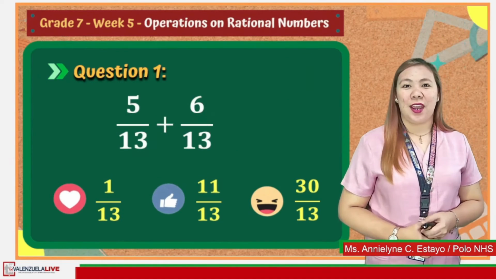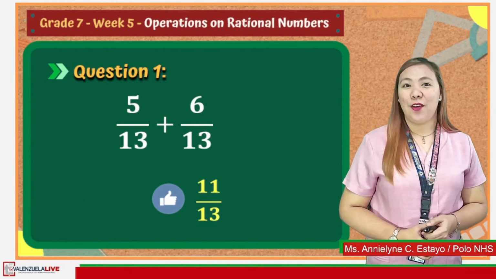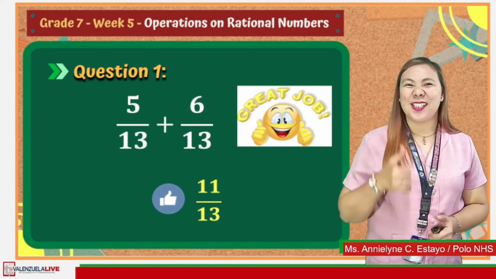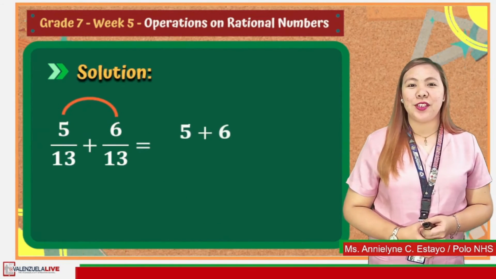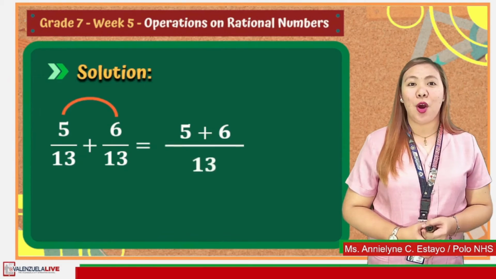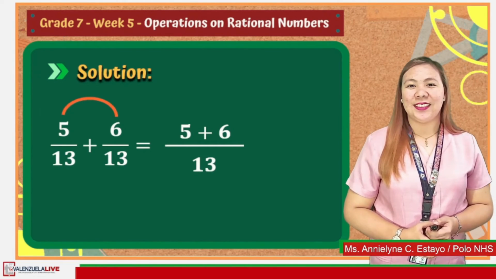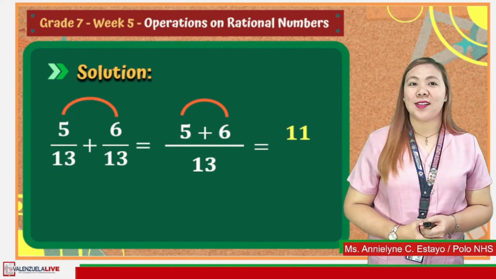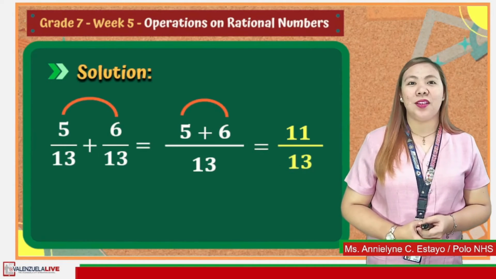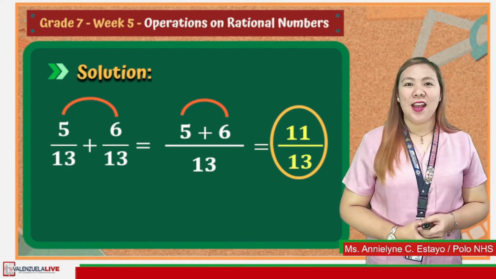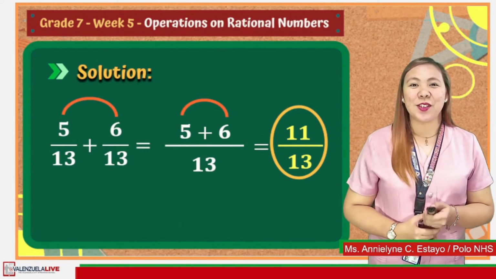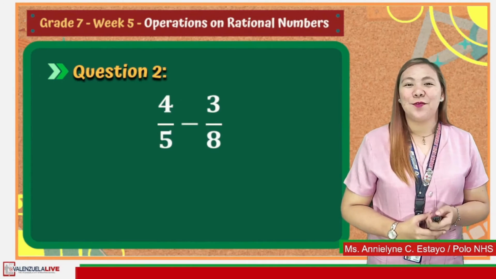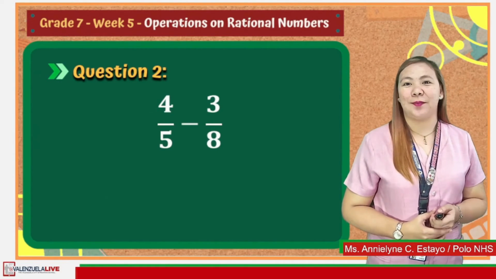If your answer is like, 11 over 13, that's great. How did we come up with 11 over 13? Add the numerators 5 and 6 and copy the common denominator 13. The sum of 5 and 6 is 11, then copy the common denominator 13. The answer is 11 over 13.